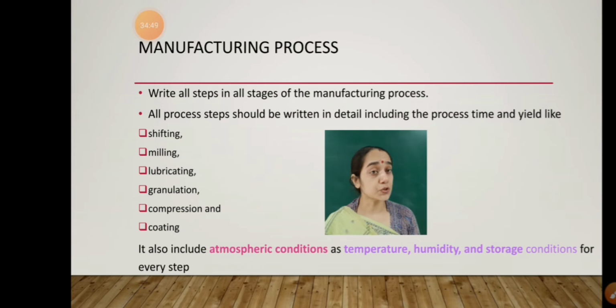Now, it should also include, as I have discussed, that storage conditions affect the shelf life of the product. So it should include all the atmospheric conditions like temperature, humidity and storage conditions for every step: at what temperature shifting, milling, lubrication, granulation, compression should be done. Then atmospheric condition should be regulated. For example, if my product is sensitive to moisture and I am performing under high humidity condition, then obviously my product shelf life will be affected.